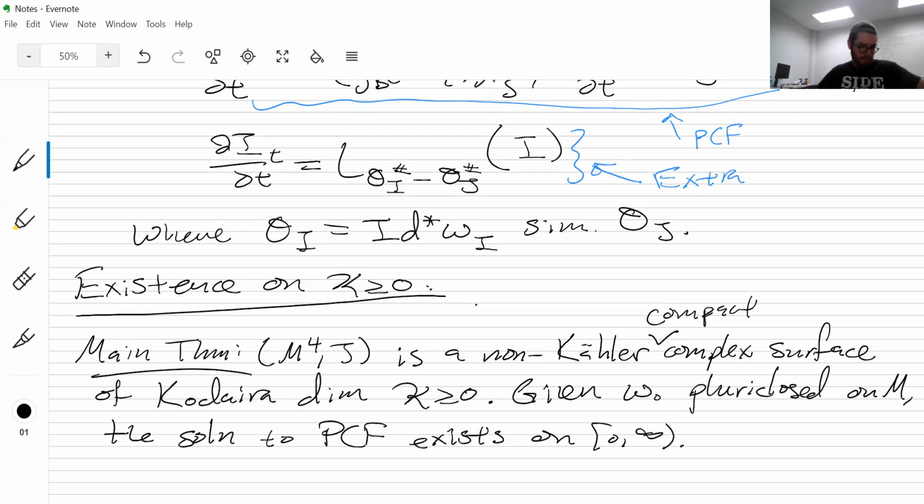I believe there should be something about minimality in here. I think I might be stating this a little too loosely, but this is the main point. We can get long time existence on these compact complex surfaces having non-negative Kodaira dimension. And this really just comes out of the Schwarz lemma.